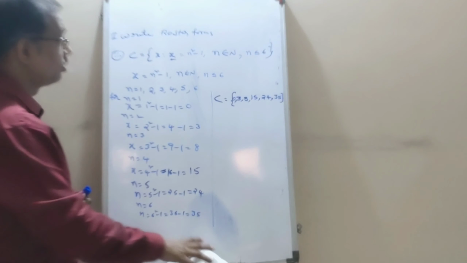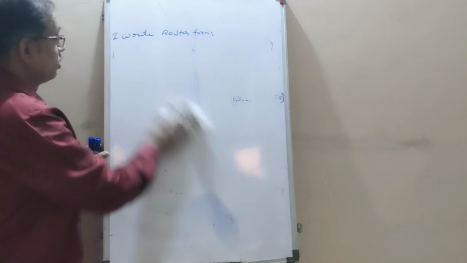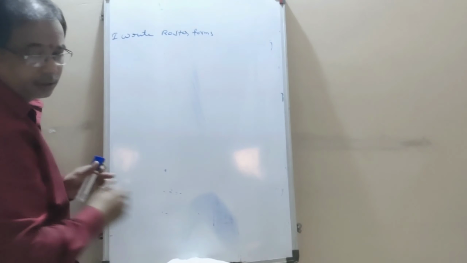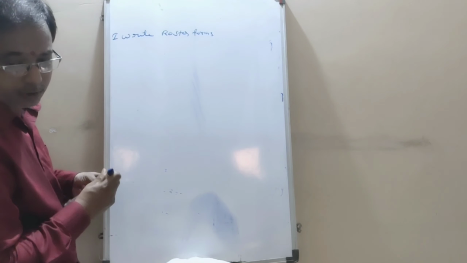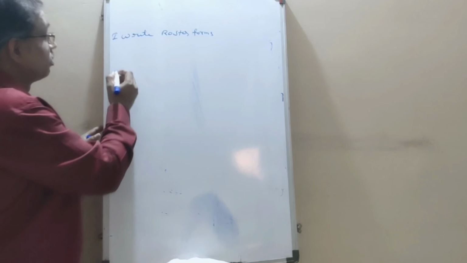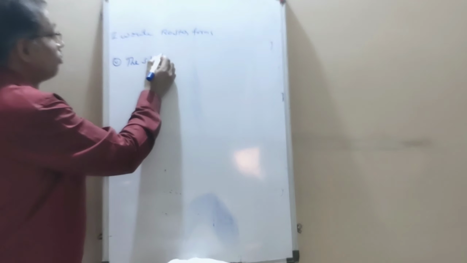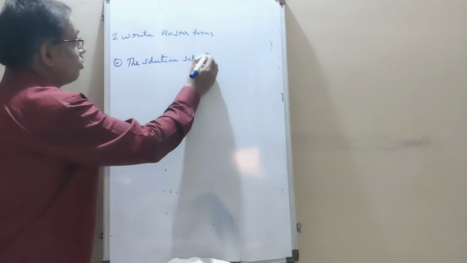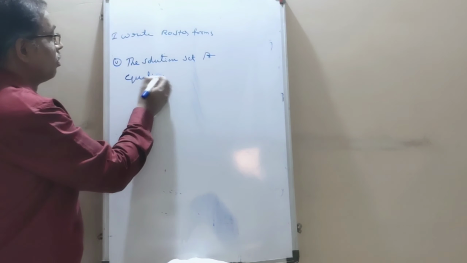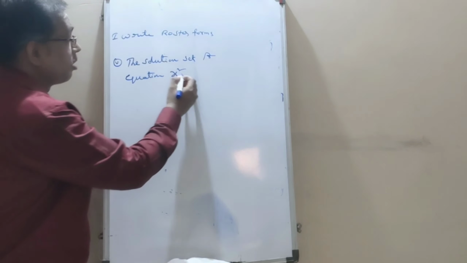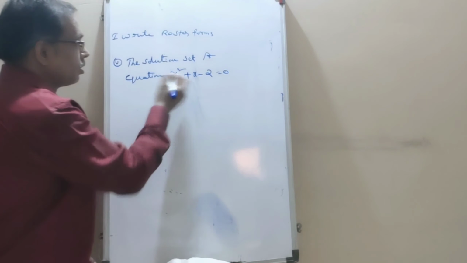And the next one is a connective question, which means it is from the chapter on quadratic equations. It is linked to that of quadratic equations. The solution set of the equation x square plus x minus 2 equal to 0. So here we have to find the solution set of this one.